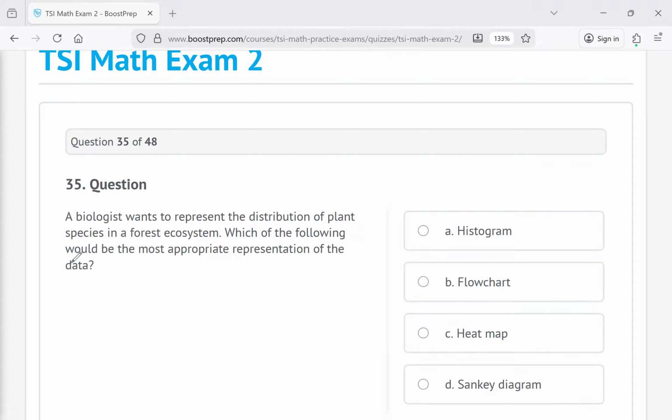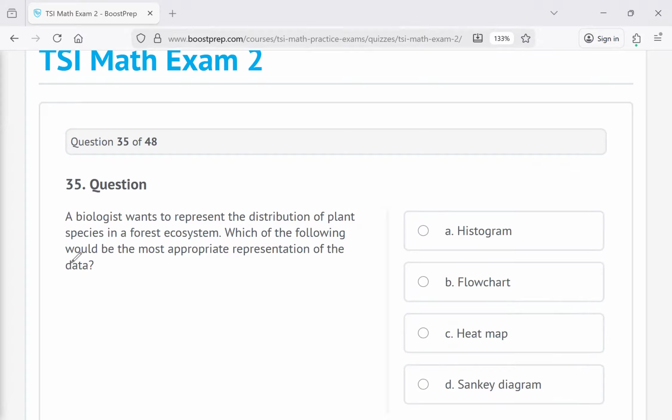Biology. Okay, I think it would be a heat map. Why would I say heat map? Let me read the problem again. A biologist wants to represent the distribution of plant species in a forest ecosystem. Which of the following would be the most appropriate representation of the data?